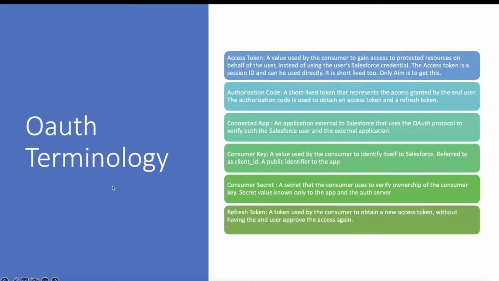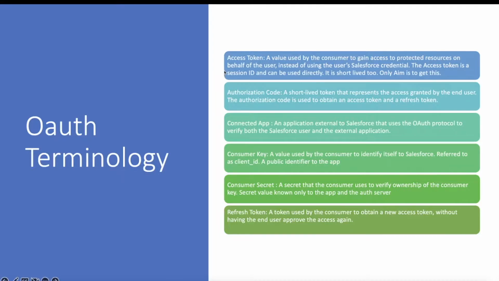Before we jump into the demo, we need to be familiar with OAuth terminologies. The first thing we need to know is the access token. It is a session ID and it is short-lived. The whole objective of OAuth is to get the access token. Once you are a bearer of this access token, then you can get access to the data residing in Salesforce. So this is the end goal, to get the access token.